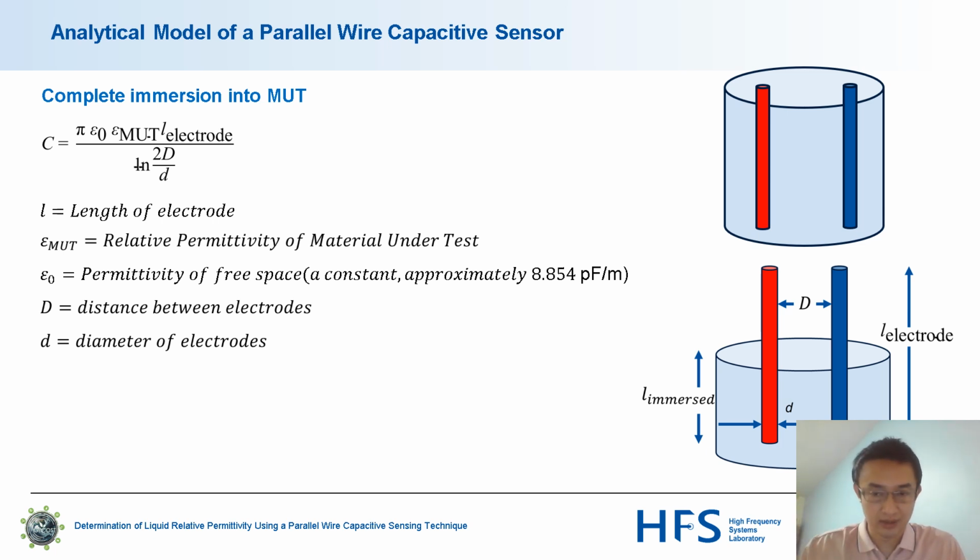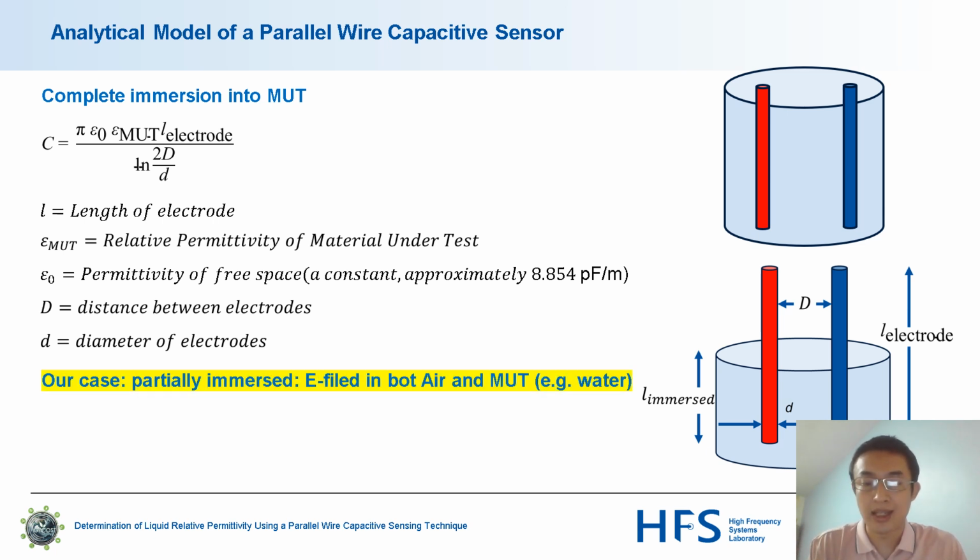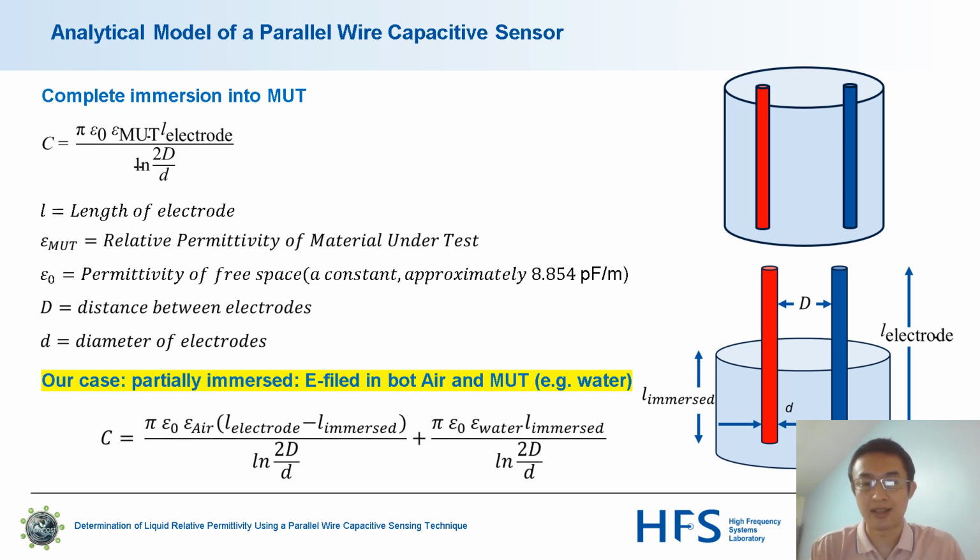for the liquid region. And if we use water as the material under test, the total capacitance between the two electrodes can be written as follows. It's the summation of capacitance in the air region and the summation of capacitance in the water region.